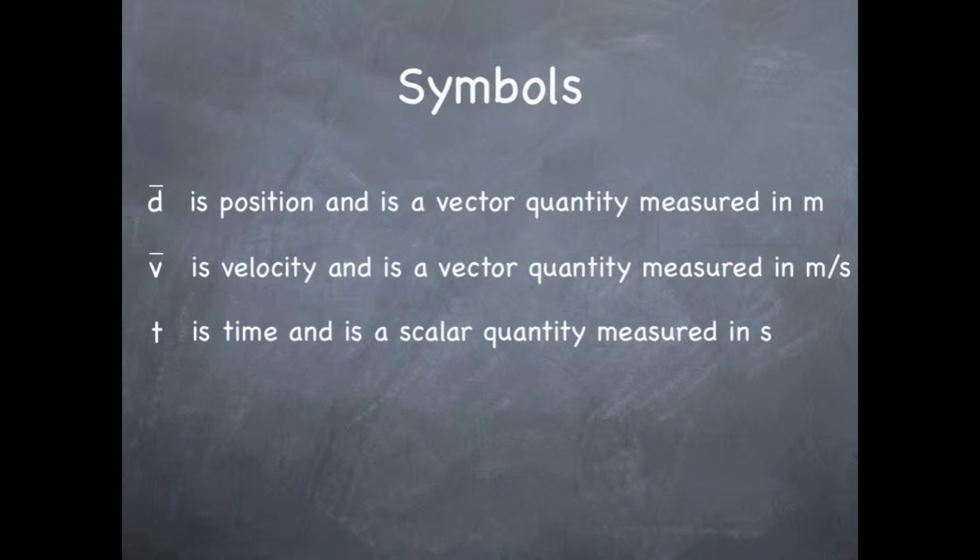There are two types of quantities, vector and scalar. A vector quantity is a quantity with both direction and magnitude. A scalar quantity, however, only has magnitude.